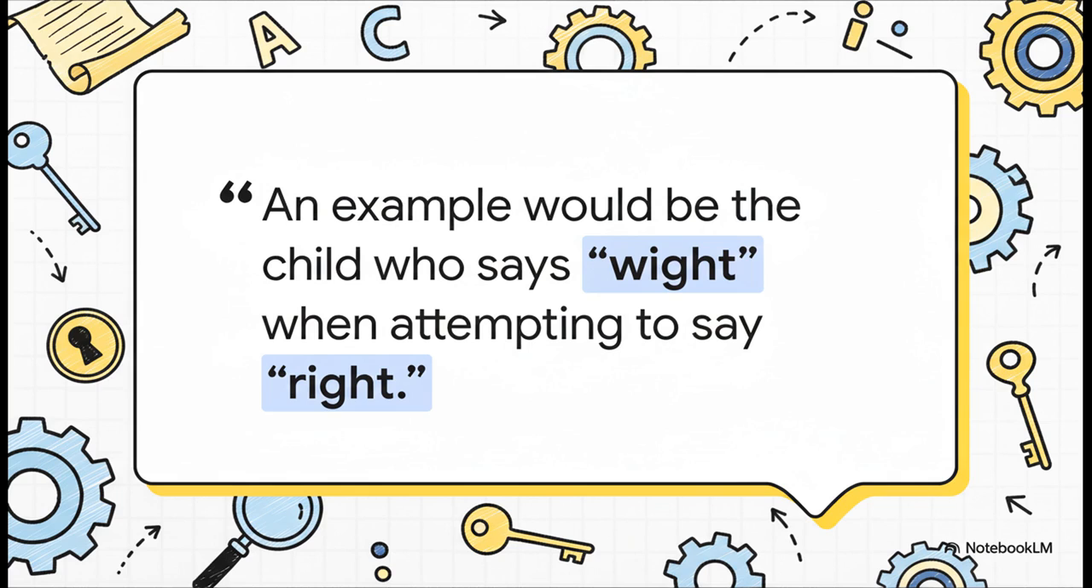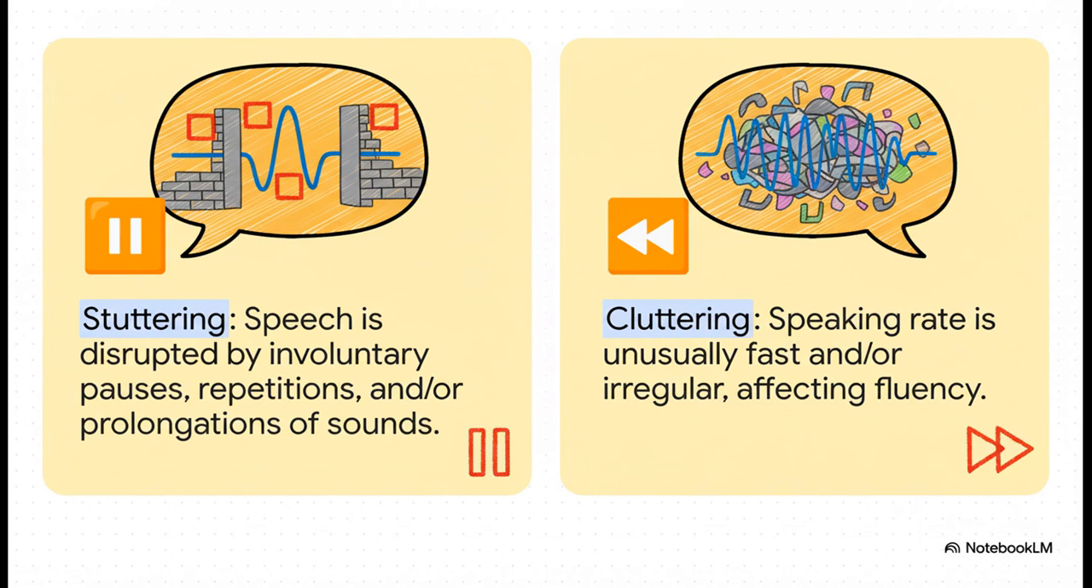A super common example you've probably heard is something called substitution. When a child says wight instead of right, they're just swapping out a sound that's tough for them with one that's a little bit easier to make. It's a very common error, and a lot of kids just naturally grow out of it. Now, when we're talking about fluency, it's really important to know the difference between stuttering and cluttering. See, a person who stutters knows exactly what they want to say, but they have trouble getting the words out.